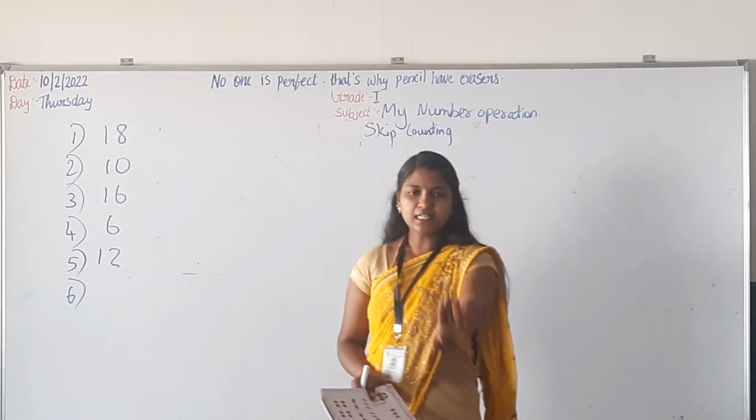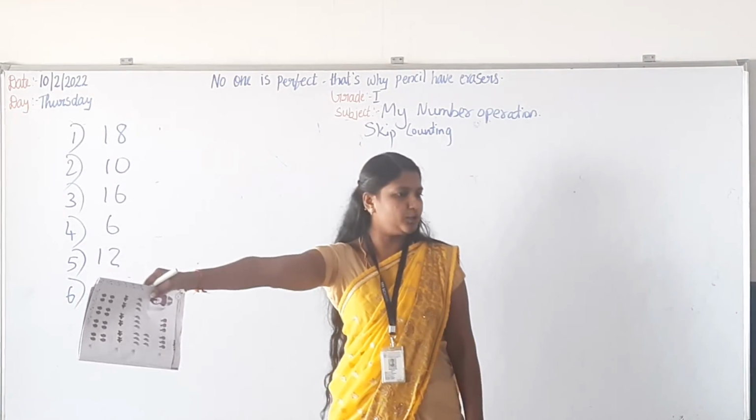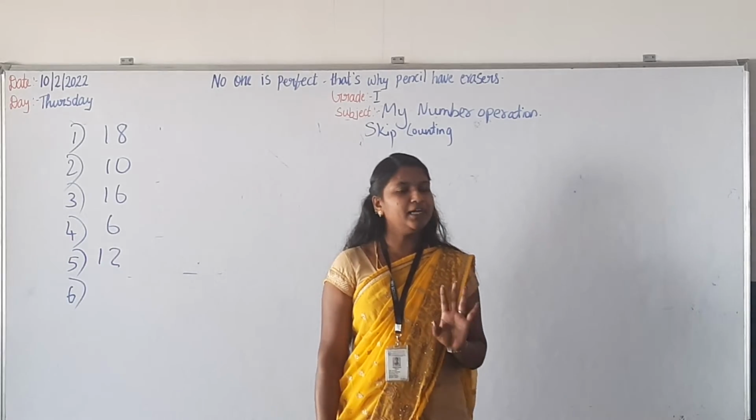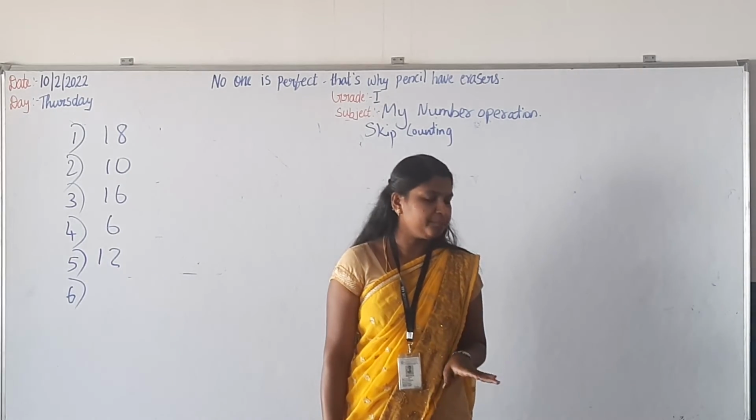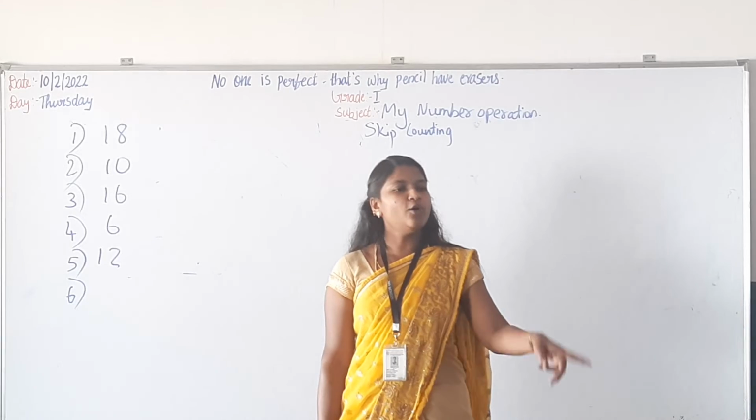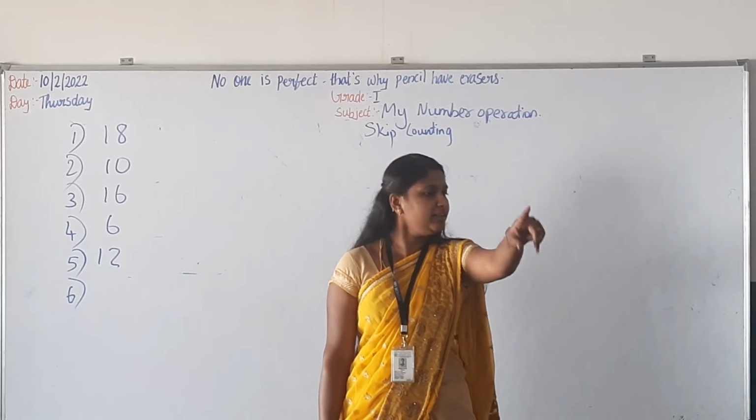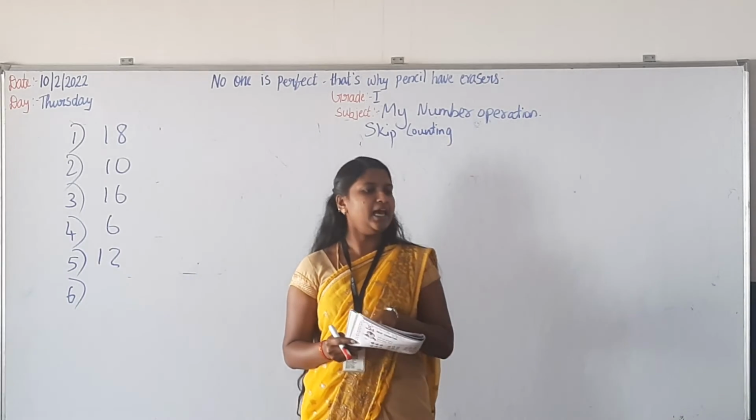One group. This line is one group. This line is one group. Yes or no? Now, if I tell you in each group how many students are there, what will you do? You will start counting how many students are sitting in this line. It's similarly like this.